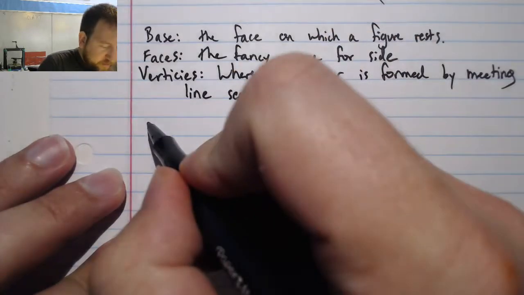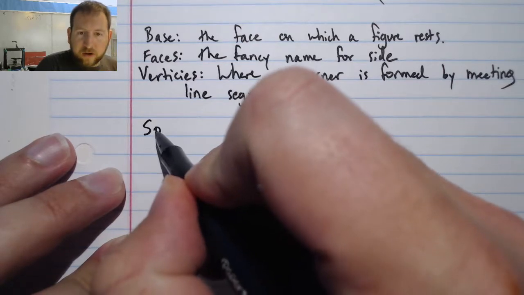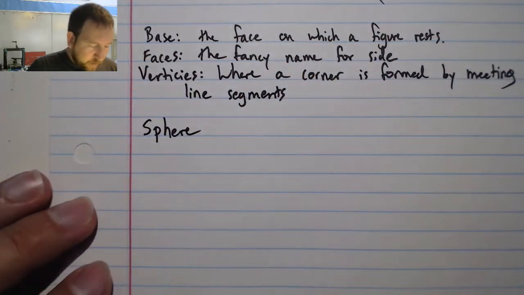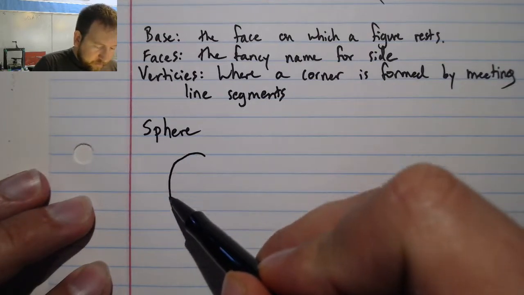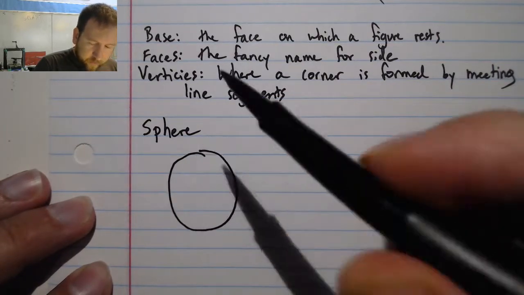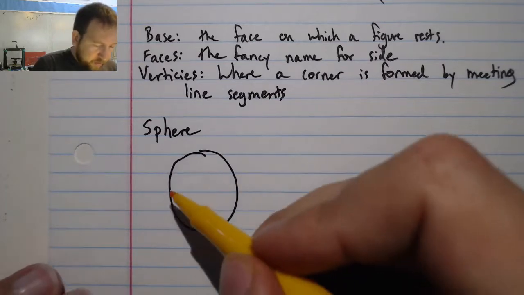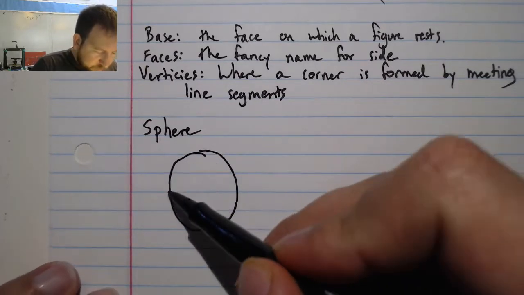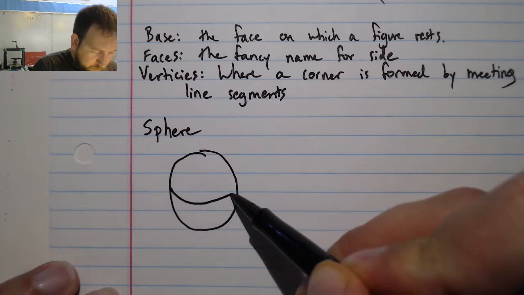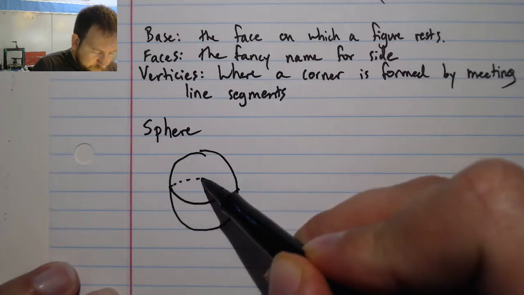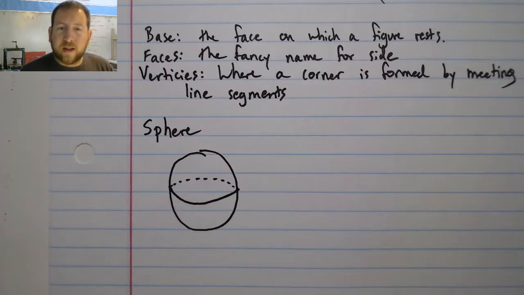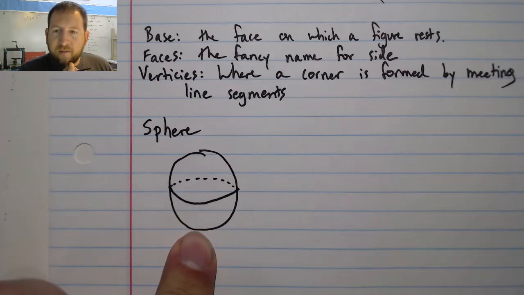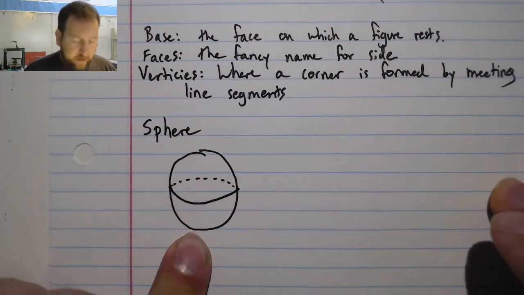First, we're going to talk about a sphere. Make sure I spell it right. S-P-H-E-R-E. And our sphere in this case requires me to draw a circle, which is not the best circle. I think if I do this, you can kind of get the idea. And what's interesting about a sphere is that it has no faces, edges, or vertices.